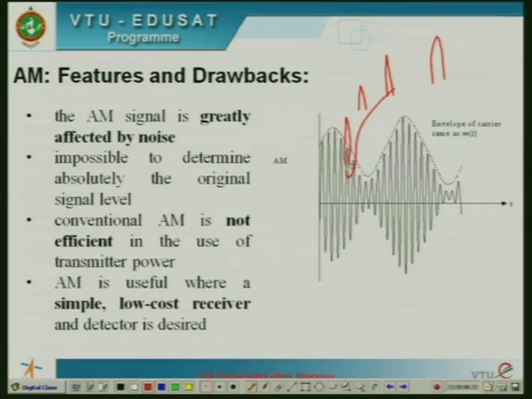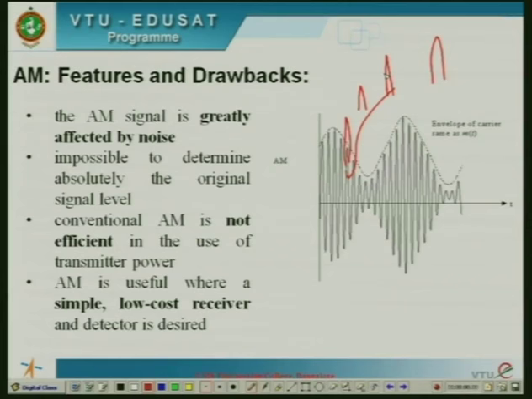So if your channel consists of noise, and if the noise frequency is exactly matching the carrier frequency, what happens? There is an addition happening. The noise gets added on to your AM signal. Because the noise frequency is exactly matching the carrier frequency, you find that there is an increase in the signal strength here. Because of the increase in signal strength, the peak of your AM signal will now be changed.